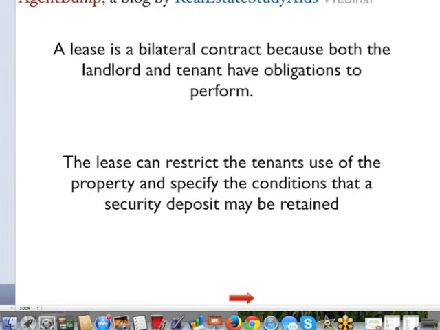Okay, a lease is a bilateral contract. Both the landlord and tenant have obligations to perform. So what I'd like you to do right now is define for me what is a bilateral contract. Between two people. Good, it's between two people. But a unilateral contract could be between two people too. So what differentiates a bilateral contract from a unilateral one? What do you guys think? The obligation or the understanding between the two people.